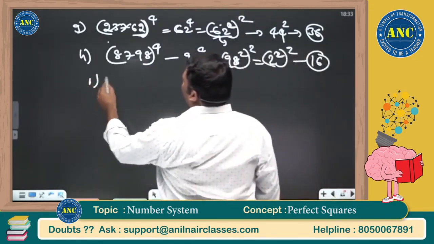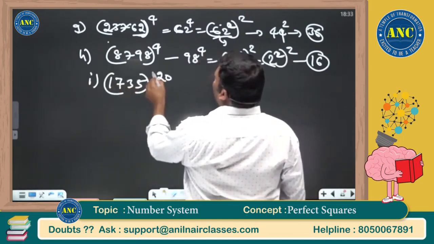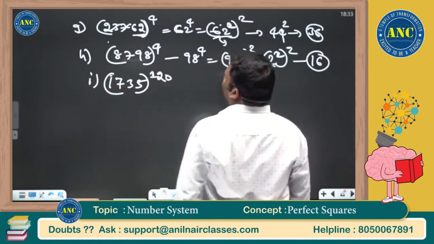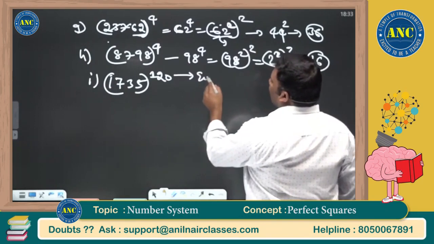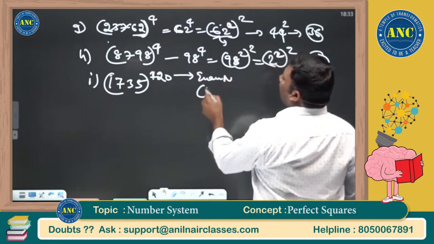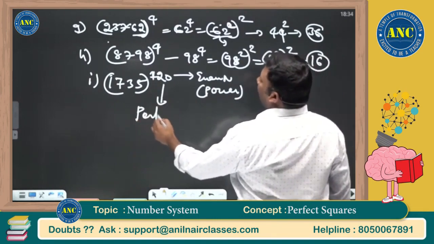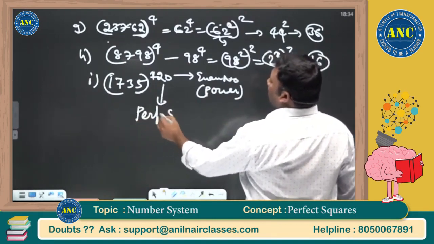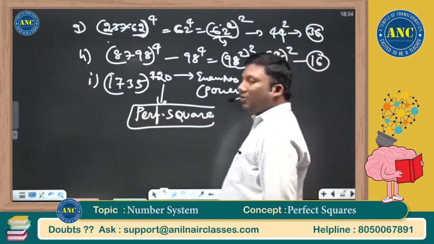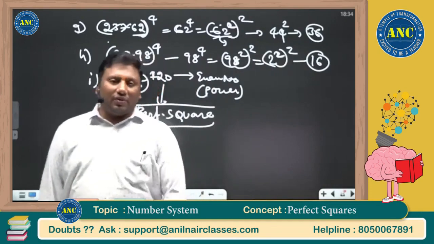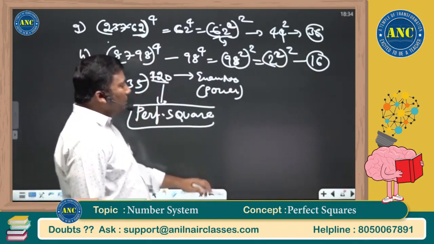Suppose 1735 power 120. Right? Power 120, it is an even number. If the power is an even number, then the number is a perfect square. Are you all with me? 1735 power 120, the power is an even number, then it is a perfect square.